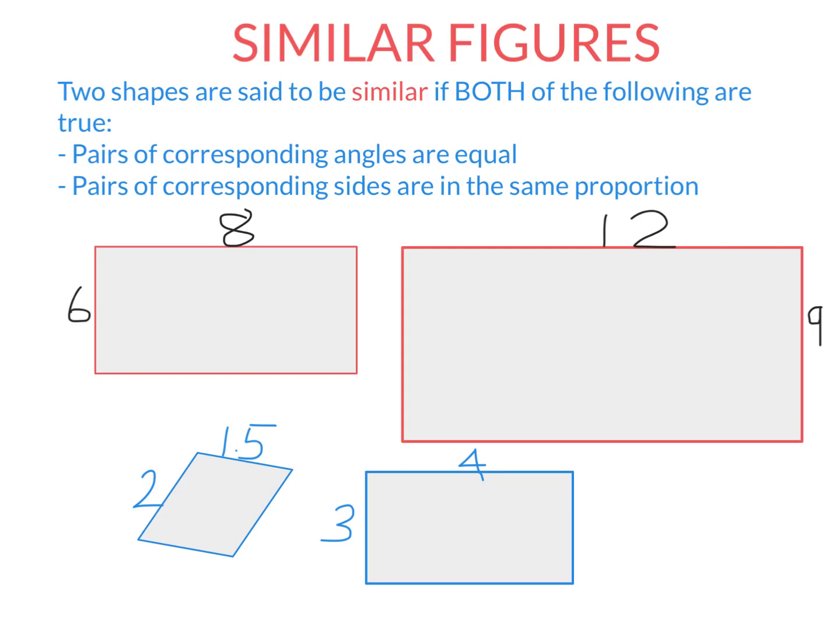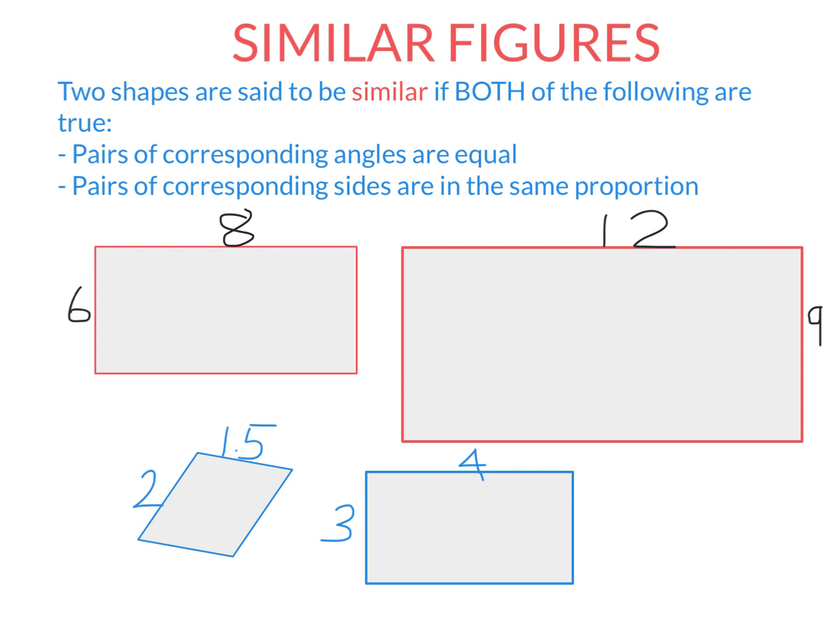Thank you so much for tuning into this video in which we will look at similar figures. So you probably have an understanding of the layman's definition of similar. You probably use the word all the time, but in mathematics it has a very specific definition. So for two shapes to be similar, both of these must be true. Pairs of corresponding angles must be equal and pairs of corresponding sides are in the same proportion.